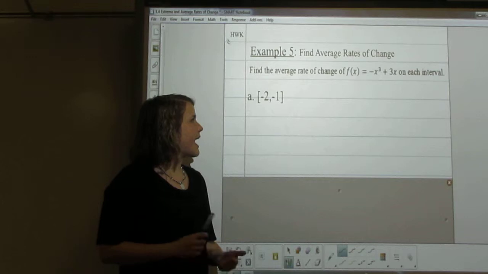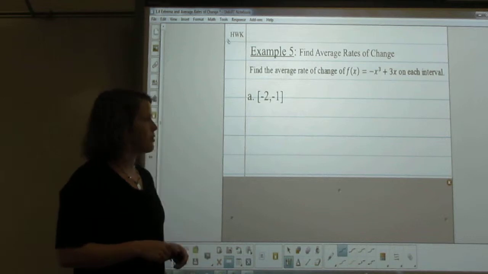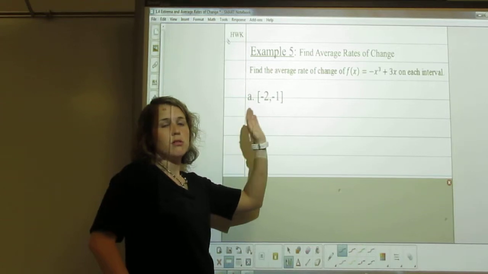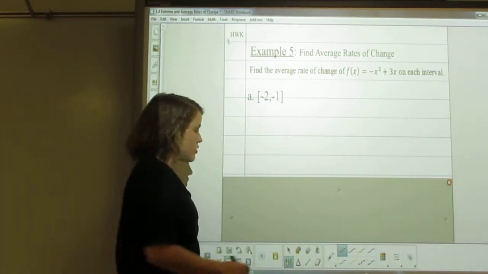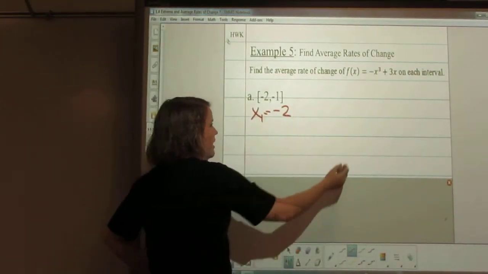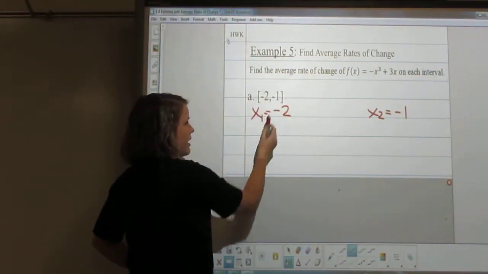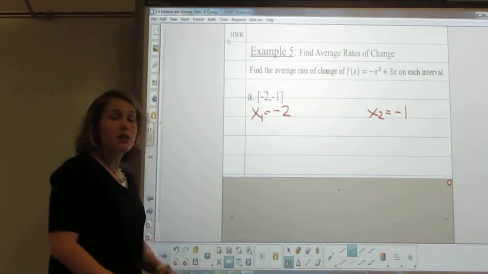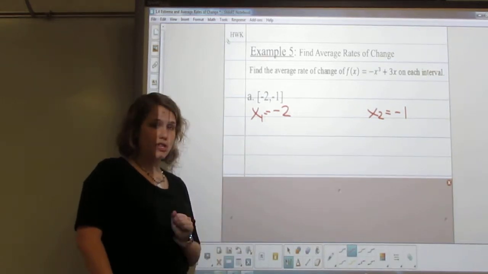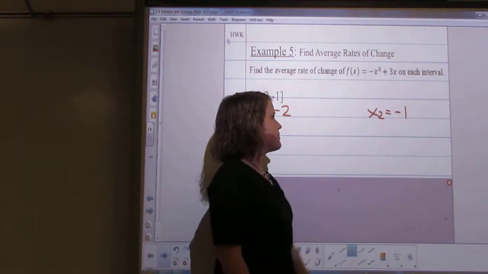All right, so now we're going to find the average rate of change of this function, negative x cubed plus 3x on each interval. So what this interval is saying, it's saying that we're going from x equals -2 to x equals -1. So our x1 equals -2. Our x2 equals -1. All right, so x1, x2. Easy enough, right? But as you know, to find the slope of any line, you have to have the change in y over the change in x. So we still need to find our y values. So all we do is plug our x values into our function.